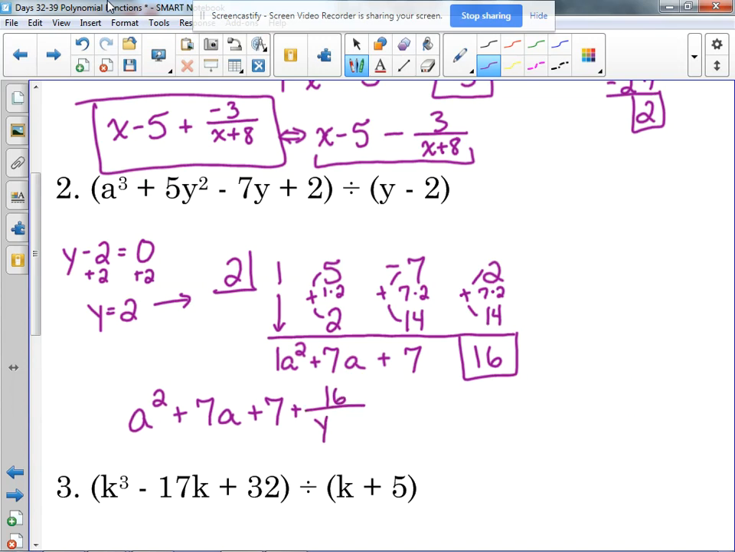Why do I have a's and y's? I just realized that I have 2 different variables here. Let's make that first one a y. I did not notice that at all second period when I did these. These should be y's. I have no idea why they're a's. I'm sorry.